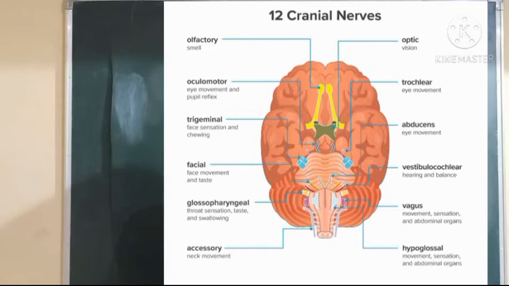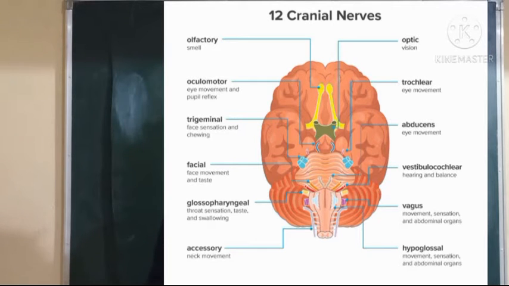Here is the diagram of cranial nerves, which emerge from the brain. There are 12 pairs of cranial nerves, some of which are sensory, like the olfactory for the nose, optic for the eyes, and auditory for the ears. Motor nerves, like the ones going to the eye muscle, and mixed nerves, like those going to and coming from the face and tongue.